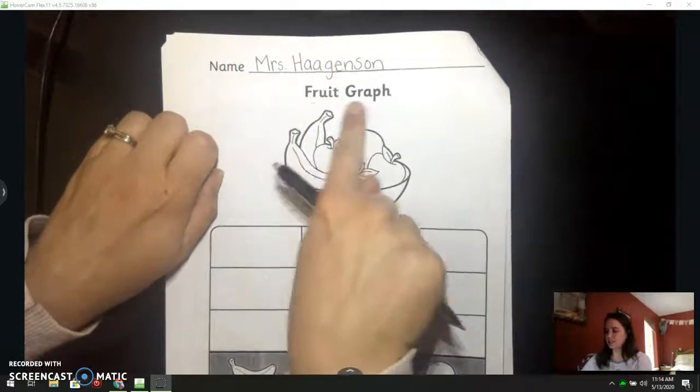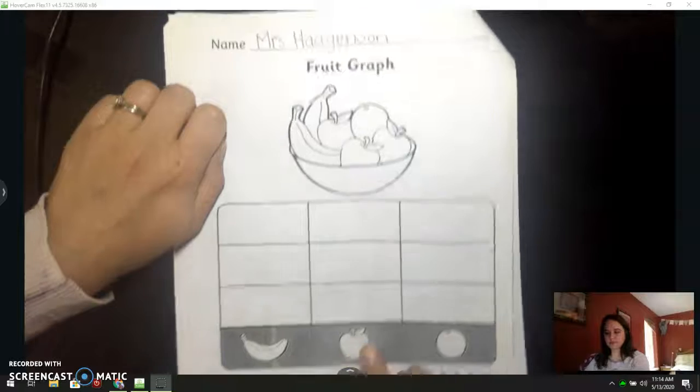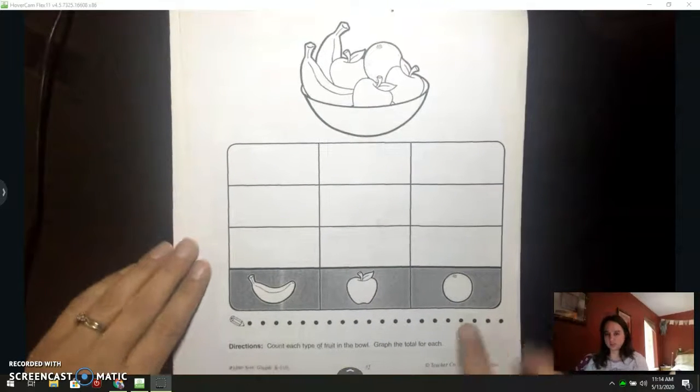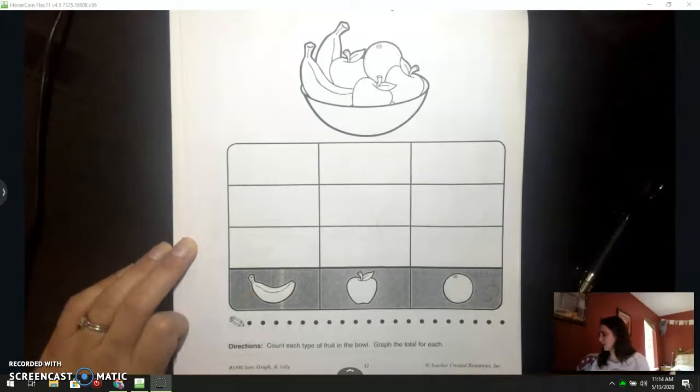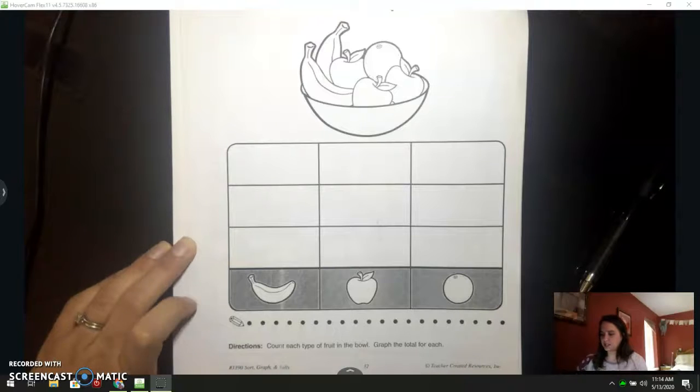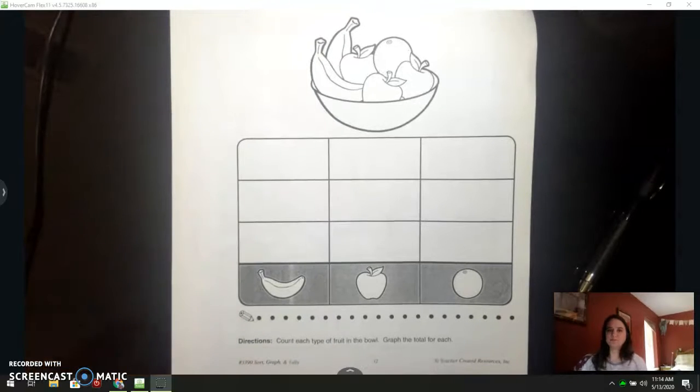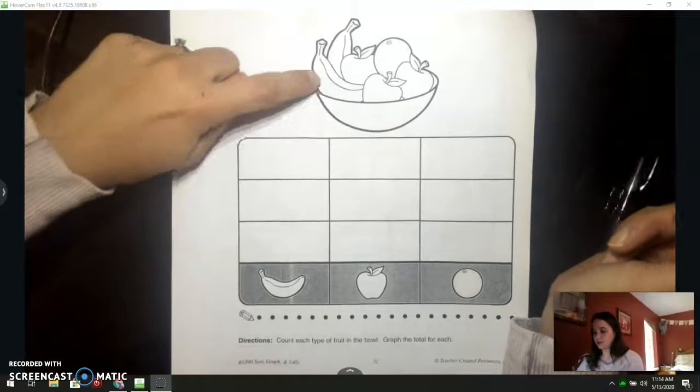This paper says fruit graph, and here's a bowl of fruit. The directions for your grown-up at the bottom say count each type of fruit in the bowl. Graph the total for each. So let's start with bananas. How many bananas do you see in the bowl? I see 2. 1, 2.